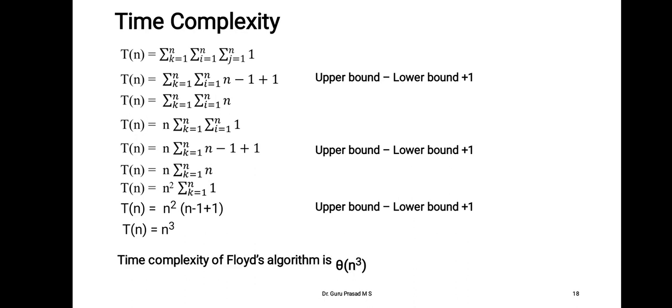Again apply the upper bound minus lower bound plus 1, n minus 1 plus 1. Minus 1 plus 1 get cancelled, remaining term is n. And if you take the n outside, n into n, n square, and the remaining equation is summation of k equal to 1 to n, 1. Next apply the upper bound minus lower bound plus 1, n minus 1 plus 1. The remaining term is n, n square into n is n cube. The time complexity of Floyd's algorithm is theta of n cube.